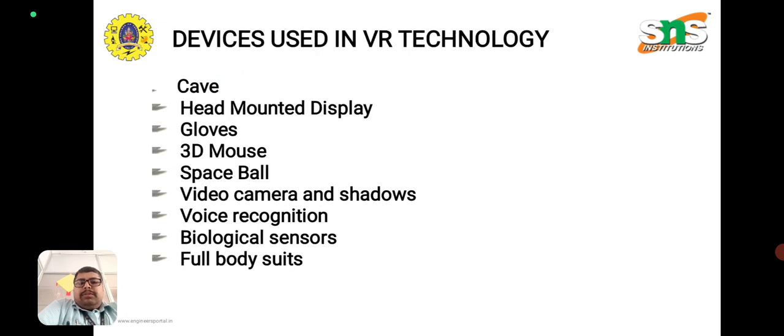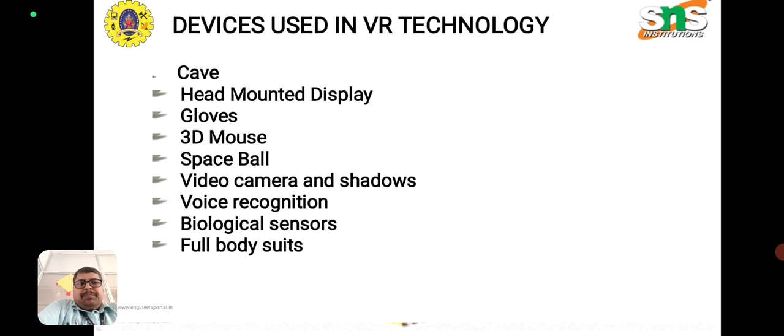Next, devices used in VR technology. The devices consist of CAVE, head-mounted display, gloves, 3D mouse, space ball, video camera, shadow, voice recognition, biological sensors, and full body suits. These are the devices which are being used in VR technologies.